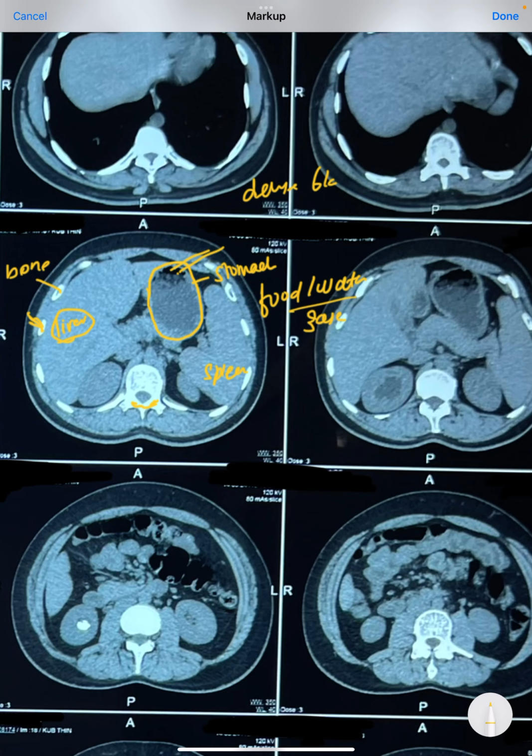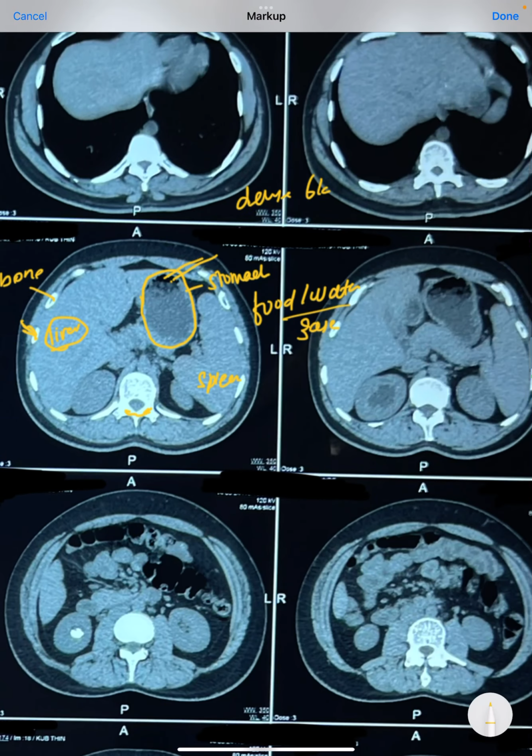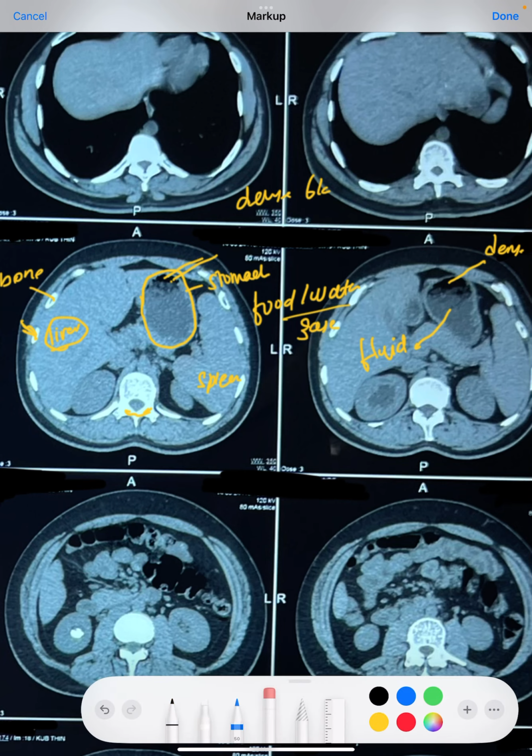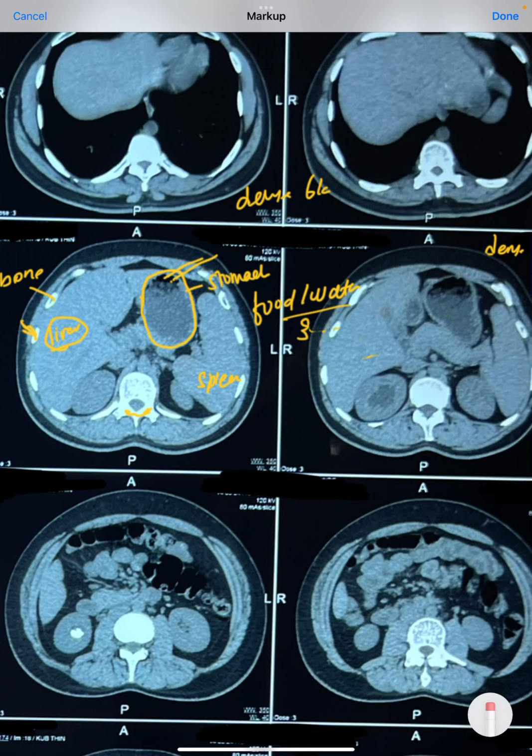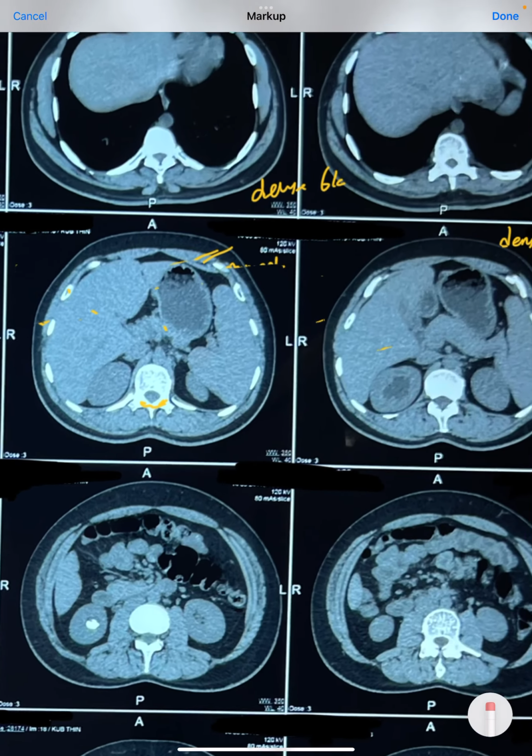And the liquid or the fluid usually has lesser whiteness, it is more blackish, but it is not as black as air. So just see this, this is dense black, which is air, this is less black, and this is the density of fluid. So this is the structure which contains fluid and gas. It is present on the left side of the abdomen, towards the anterior part of the abdomen. So this is stomach.